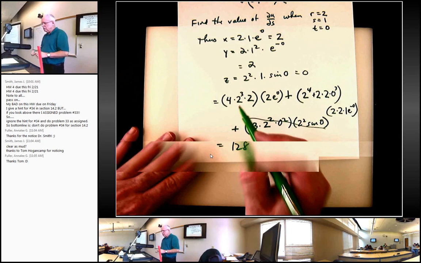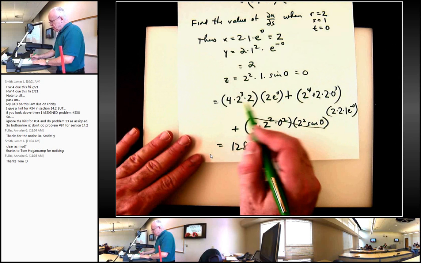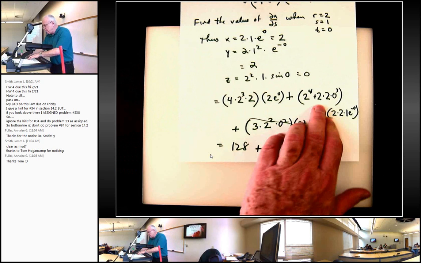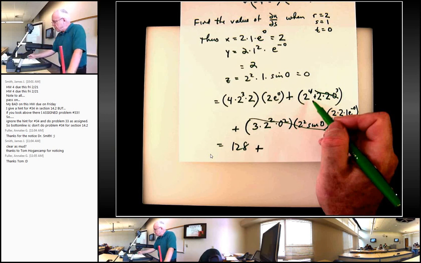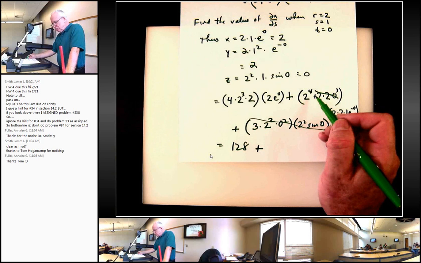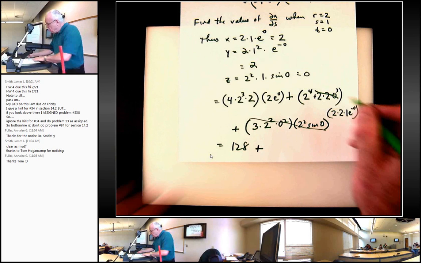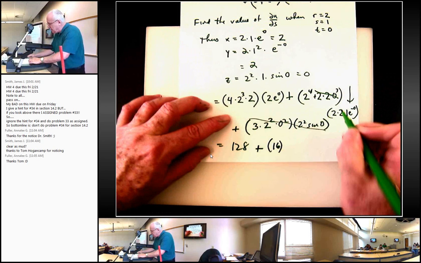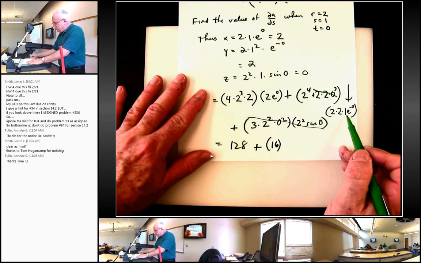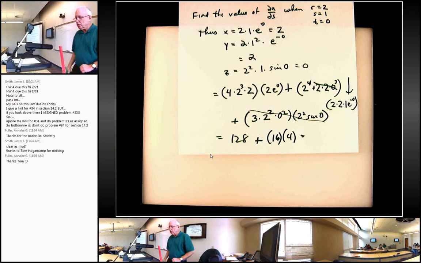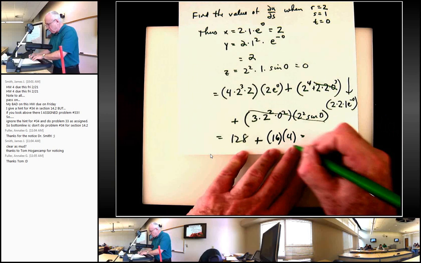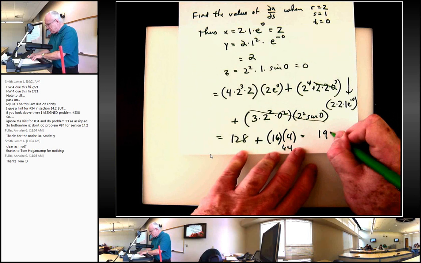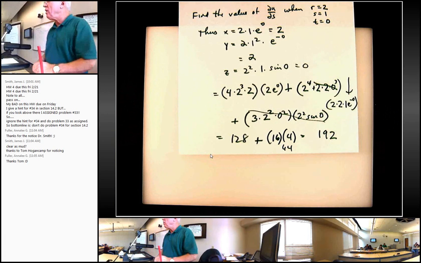All right. 4 times 32, 32 times, yeah, okay. Plus, and then this part was 0. So this is just 2 to the 4th power, right? Oh, yeah, but not this. We've got this here too. So 2 to the 4th is 16, but then it's multiplying 2 times 2, 4. So we have 128 plus 64. So that is 192. All right. So that's our value.